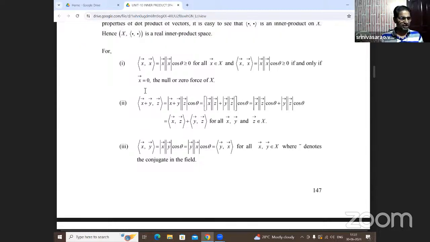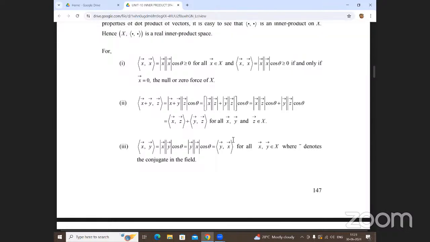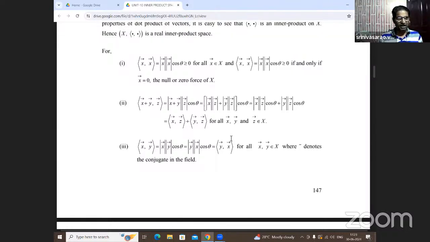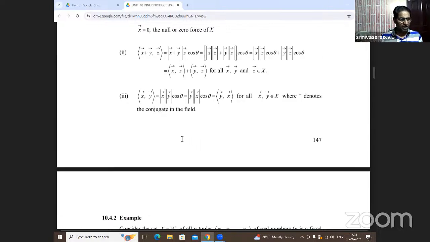The third one is conjugate symmetry. When these three conditions are satisfied in the physical interpretation, the inner product of X and Y equals mod X and mod Y of cos theta. This can also be written as the conjugate, mod Y and mod X cos theta, so the conjugate of the inner product of Y and X. Since this is the real inner product, the inner product of X and Y equals the inner product of Y and X. Here the bar denotes the conjugate in the field.